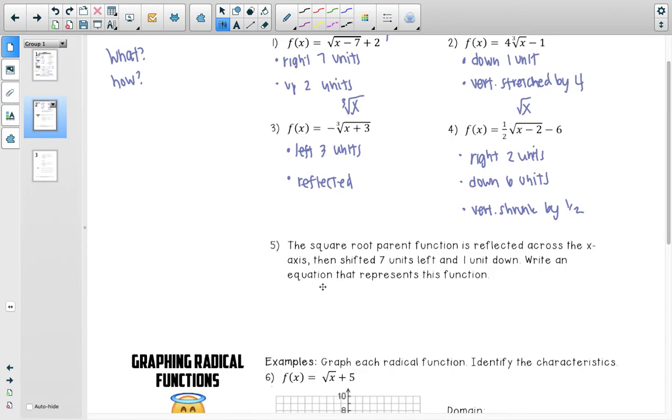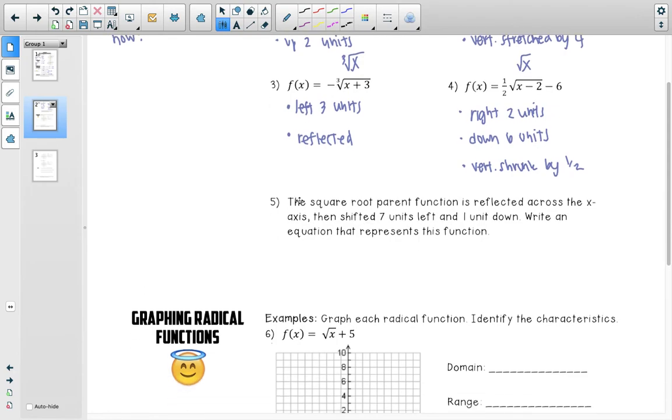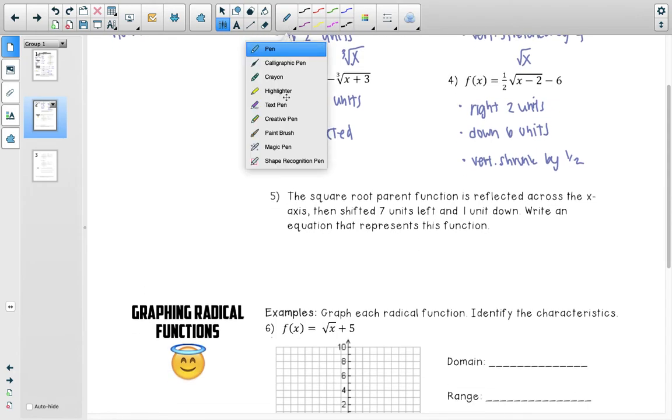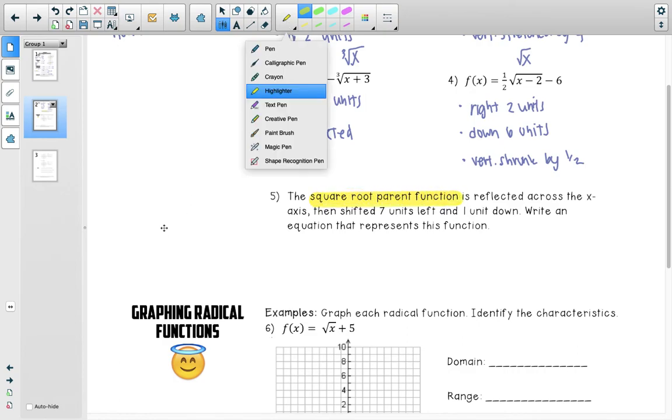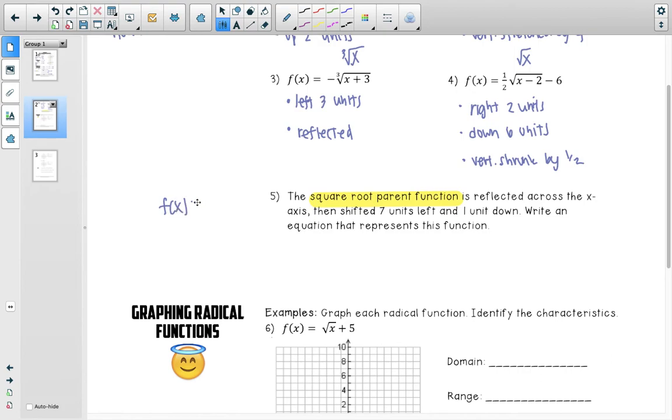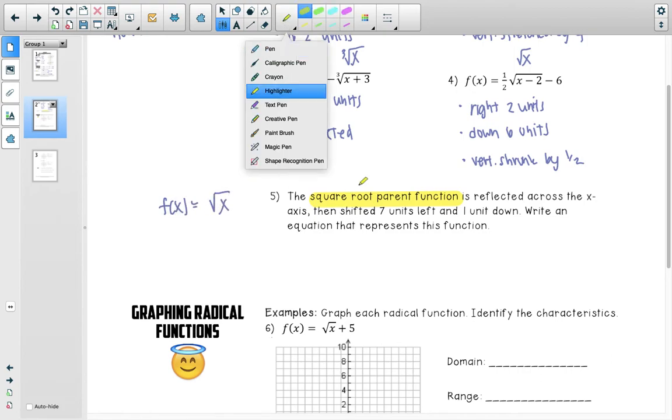Okay, so number 5 we're going to do, and then I'm going to stop the video and do graphing as a separate video. The first thing you notice on here is it says the square root parent function. So let's just start there. What is that? Well, the square root parent function is f of x equals the square root of x. So let's start there. We're just going to take this chunk by chunk.